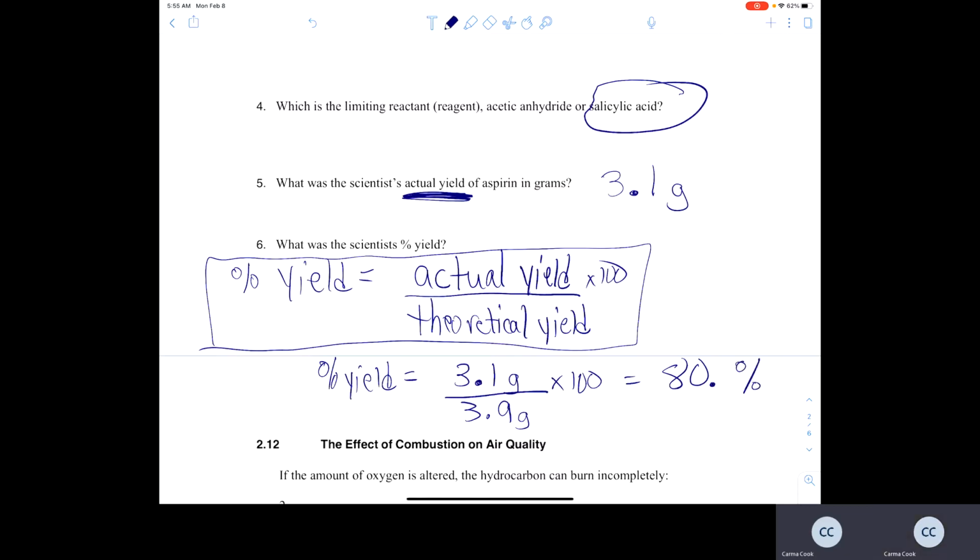Which is 80%. So she actually made 80% of what was expected, which is not a bad yield, 80%. And note I have 2 significant figures in my answer.